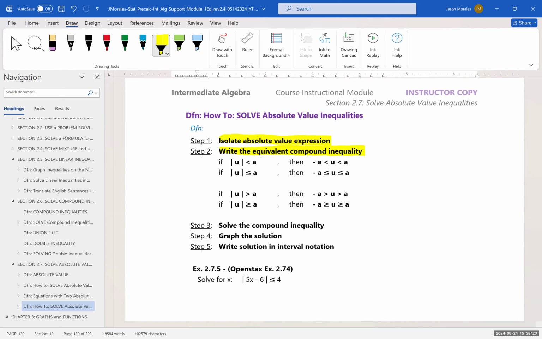So how do we do that? For example, if we had the absolute value of an expression u less than a, then we'd write it as this compound inequality to the right, minus a less than u less than a.